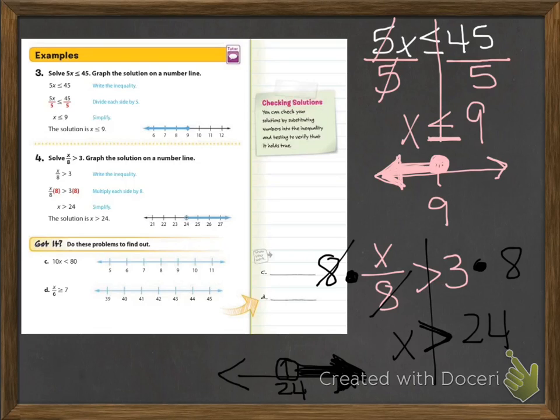Go ahead and work on examples C and D. I want you to show me all the proper algebraic terms along with graphing it on the number lines that are provided for you.